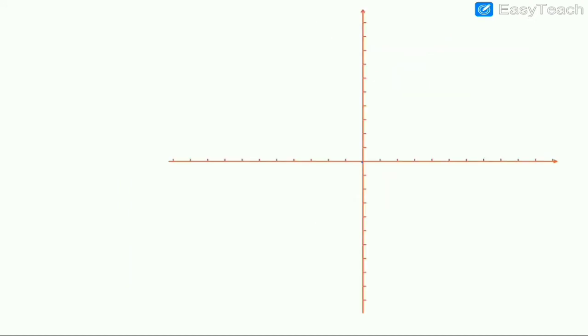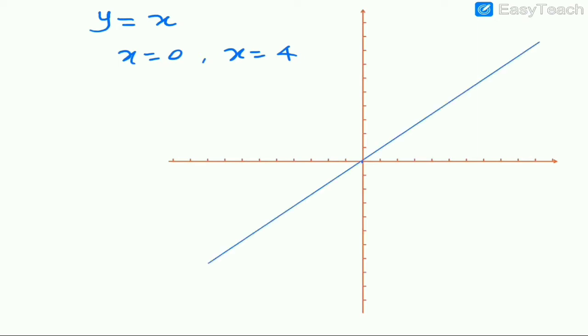Let us see various examples to find the area under the curve. Take one example, the function y = x, to find the area under this curve from x = 0 to x = 4. Actually, this is the equation of the line passing through origin and making 45 degrees with the x-axis. So we have to find the area below this line from x = 0 to x = 4. This is the required area we have to find out.